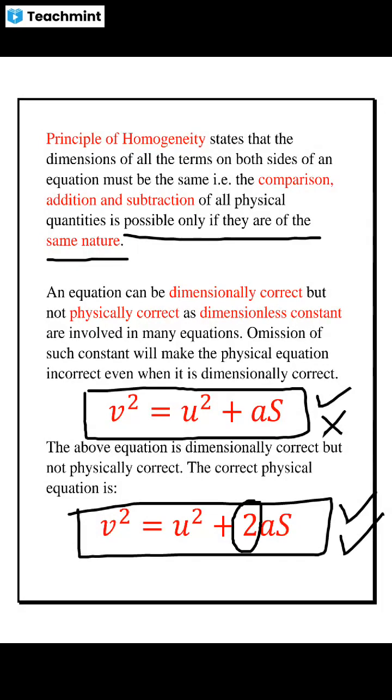Because the 2 does not have a dimension, the dimension will not detect that this is not physically correct. So from dimensions, we cannot know whether an equation is physically correct or not. But we can know whether it is dimensionally correct or not.